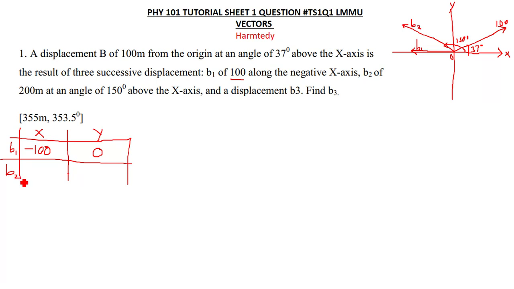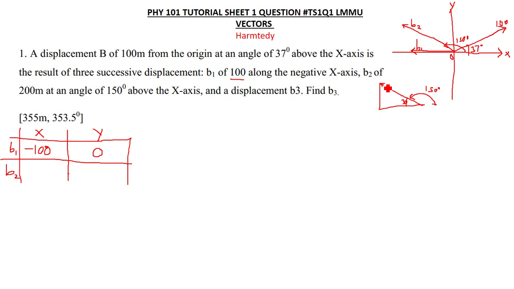On B2 we also do the same. For B2 we have something like a triangle here. This is our angle B2, and we've been told this angle is 150 degrees. So if this is 150 degrees, this angle here is what? It is 30 degrees.